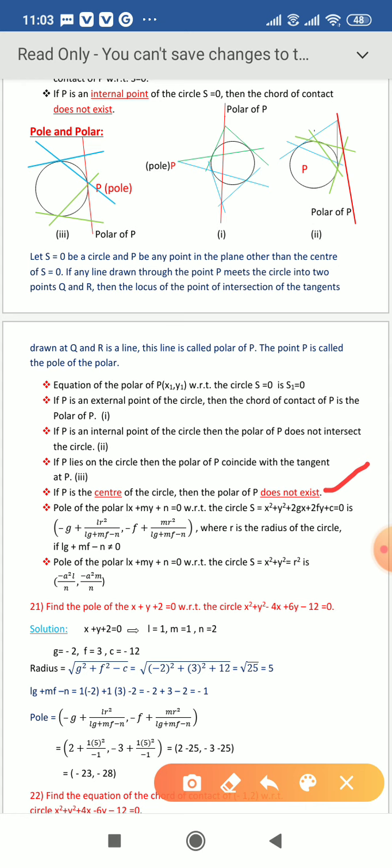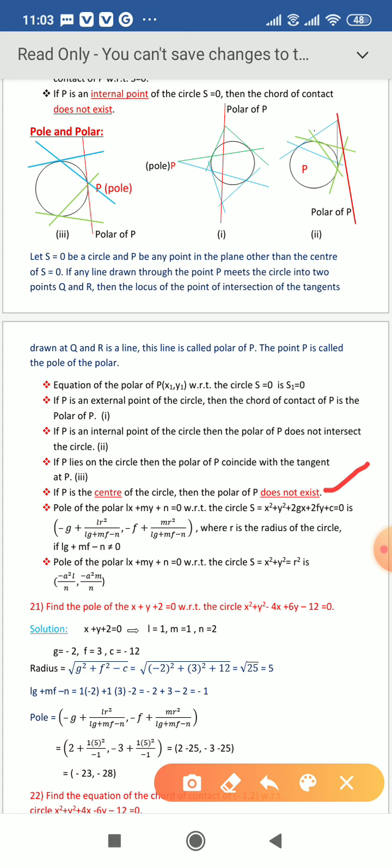Suppose the circle is x square plus y square minus 2x minus 4y minus 12 is equal to 0. Find the polar of that point. You observe the point is the center. So the polar does not exist. You simply write that the polar does not exist because the given point is the center of the circle.